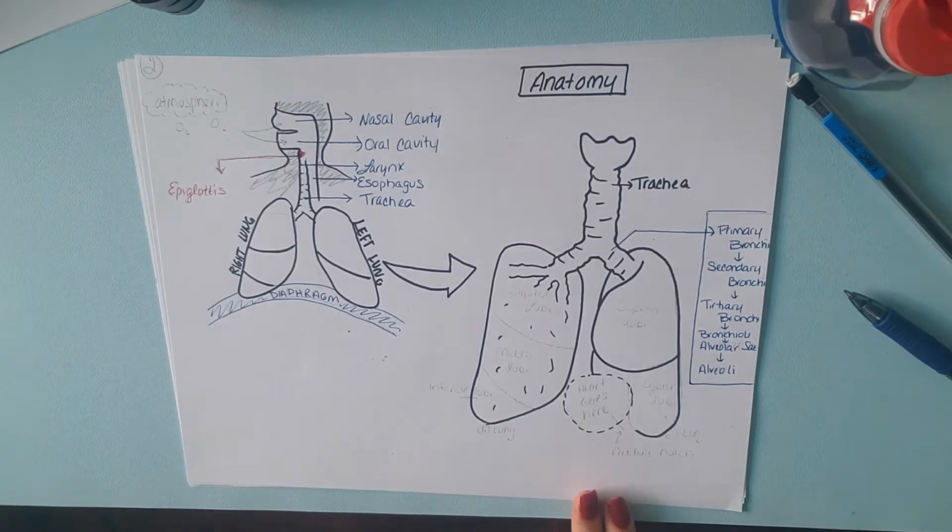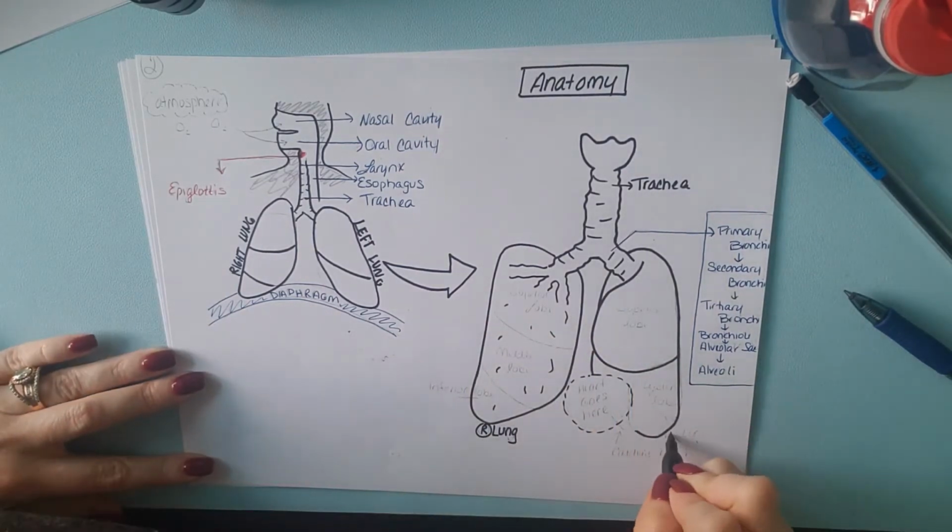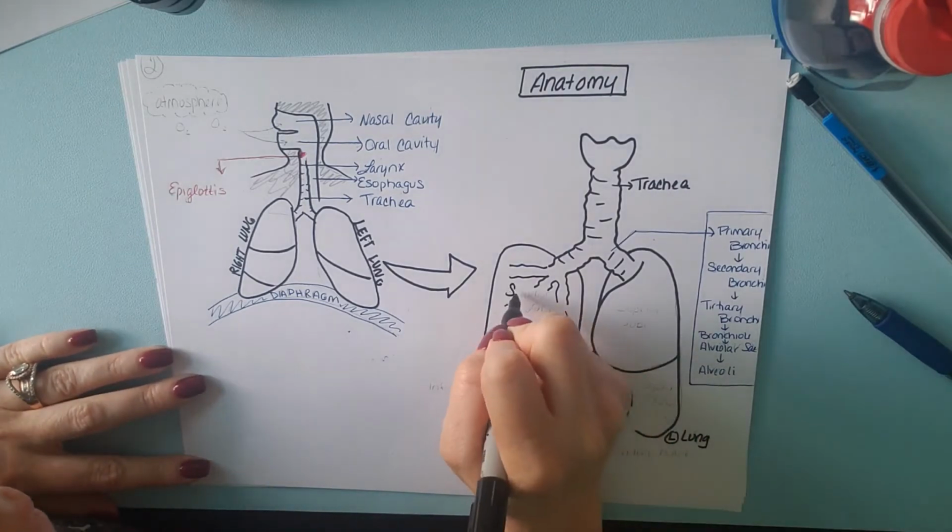So this is the right lung, and this is the left lung. Here is the superior lobe. Here is the superior lobe. They both have one.